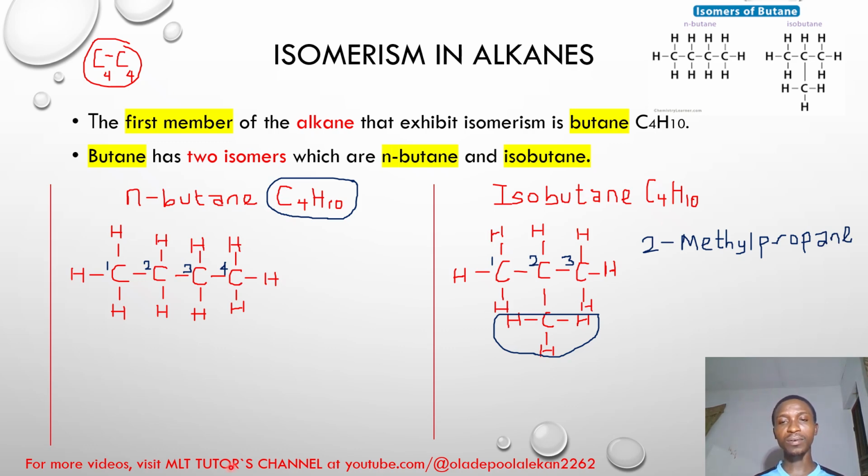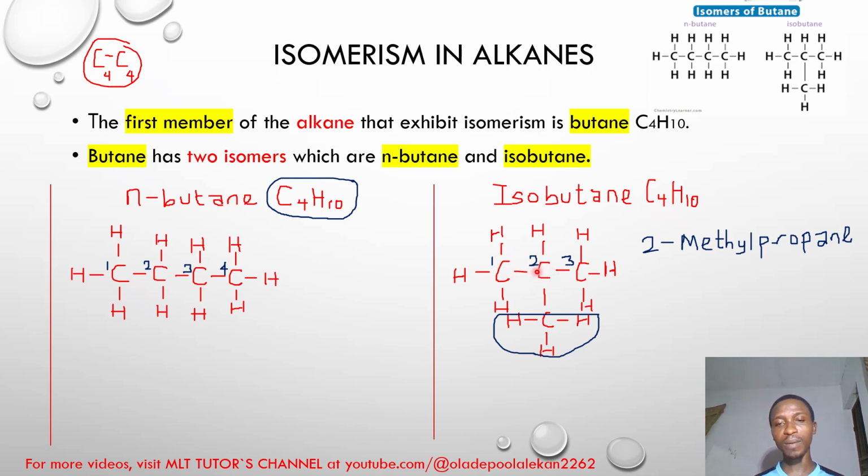That's the second isomer of butane, 2-methylpropane, whose conventional name is isobutane. Now, other things we need to analyze here is that this first carbon atom is a primary carbon atom. Why? Because it is bonded to just one carbon atom.